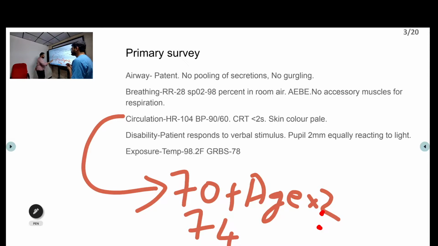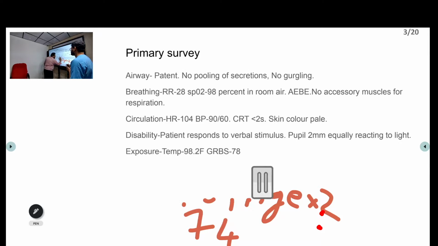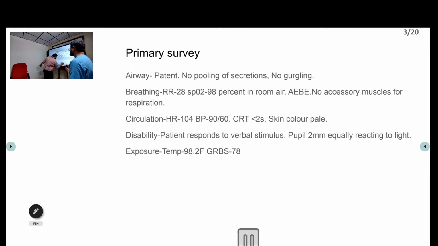So this is the 50th percentile, this is not the normal. Above this is the minimum requirement. If it is below the 50th percentile, you can straight away say that the child is in hypotension. So this child is not in shock. What are the different types of shock that you can anticipate in the pediatric age group?